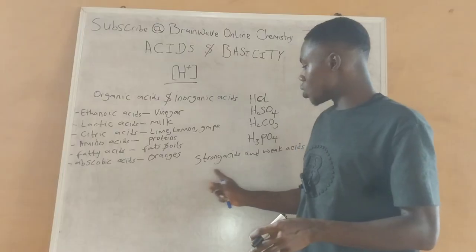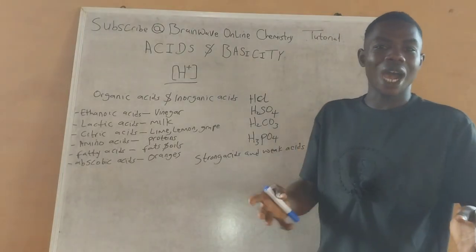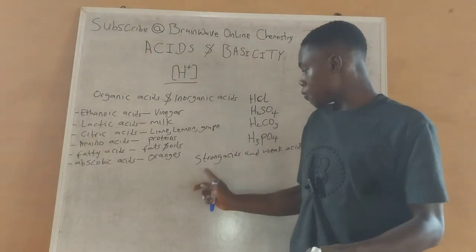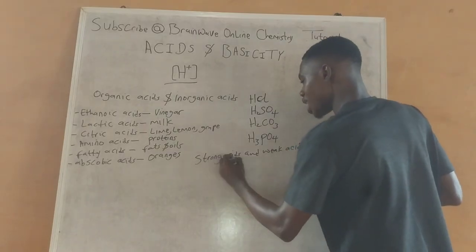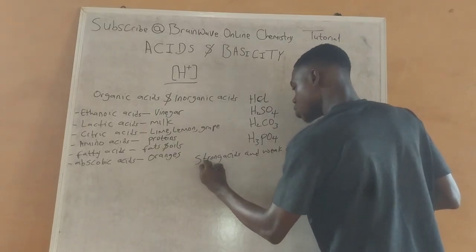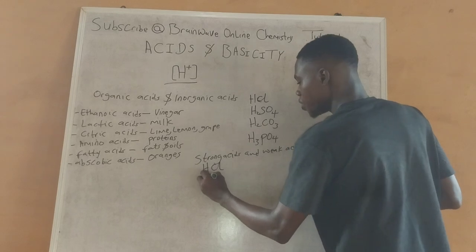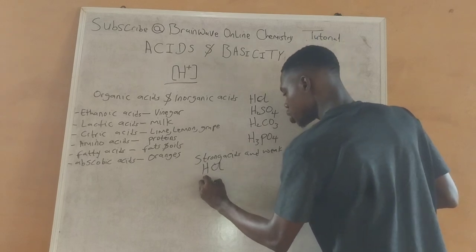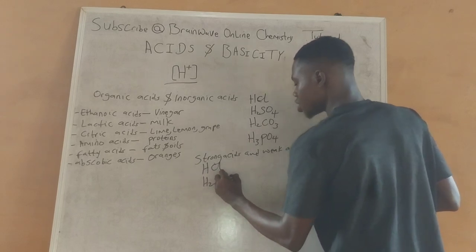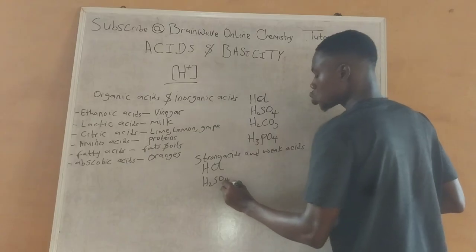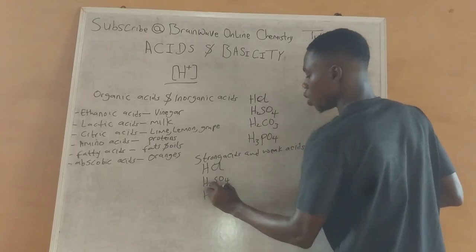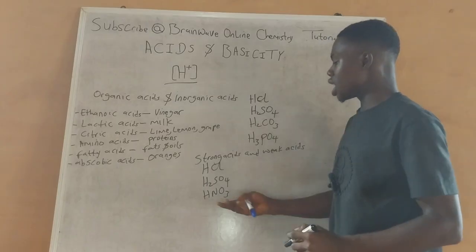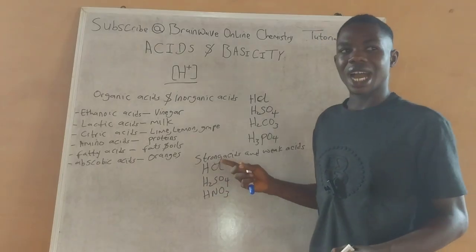Now, examples of strong acid include, of course, not all acids are strong acids. Examples of strong acid include hydrochloric acid, which is HCl. We also have H2SO4, which is tetraoxosulfate 6 acid. We also have HNO3, which is trioxonitrate 5 acid. So these are some of the examples of strong acid.